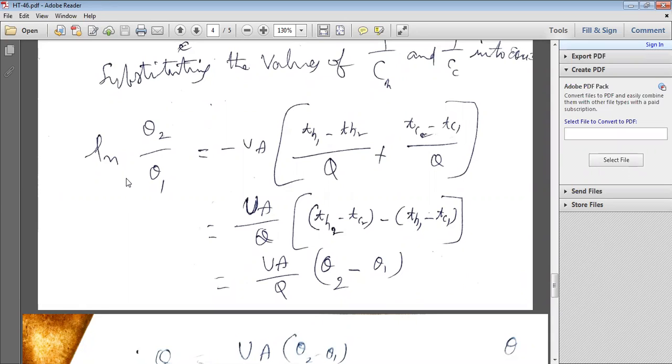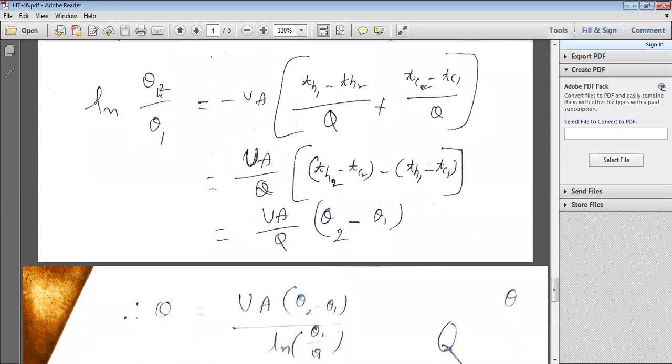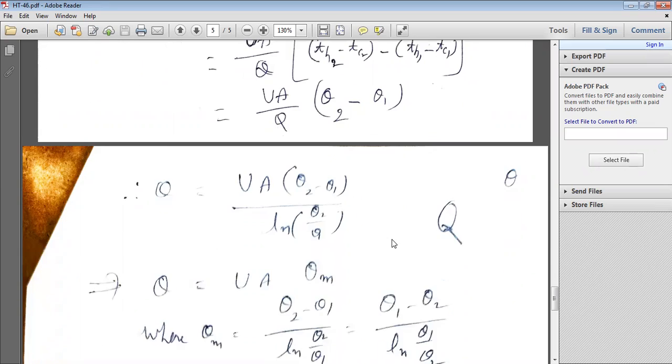Finally, log natural theta 2 by theta 1 is equal to UA by Q, where U is the overall heat transfer coefficient, A is the area, and Q is the total heat transfer rate, into theta 2 minus theta 1. That's finally Ln theta 2 by theta 1 is equal to UA by Q into theta 2 minus theta 1.